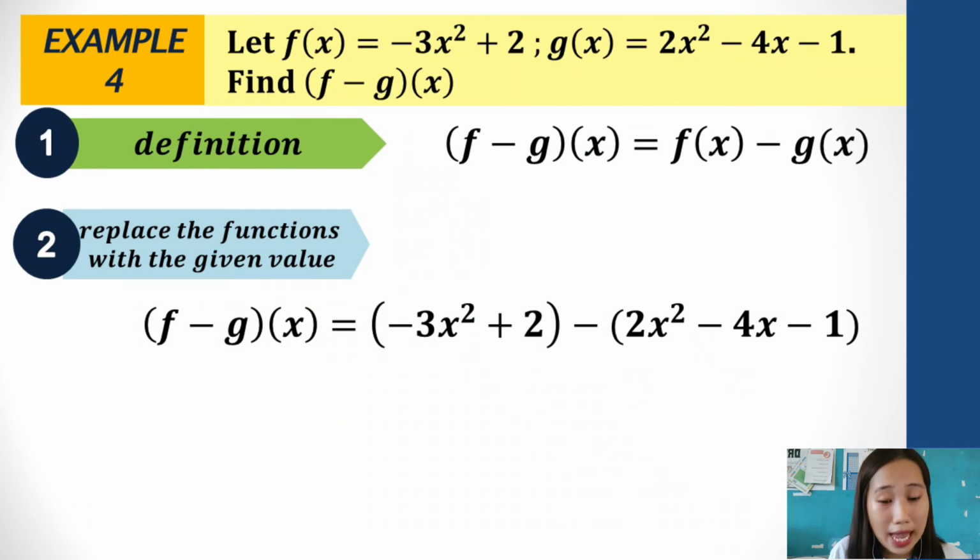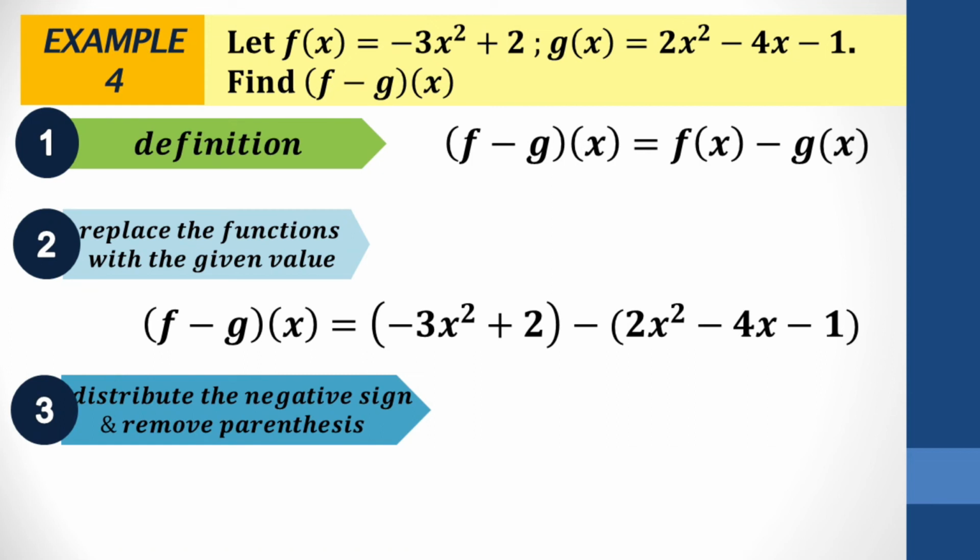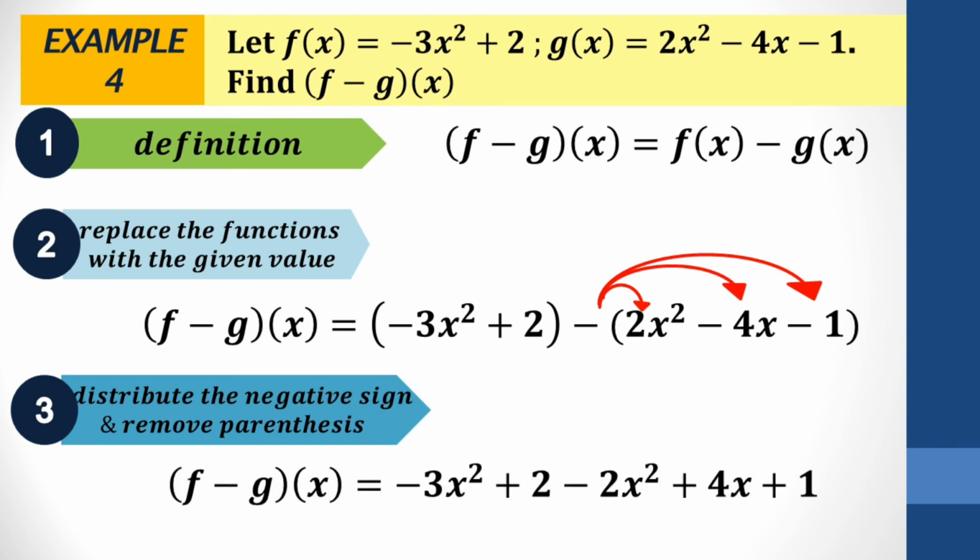F minus g of x equals, yung f of x, ni-replace mo sa kanyang value, which is, parenthesis, negative 3x squared plus 2, minus, parenthesis, yung value ni g of x, we have 2x squared minus 4x minus 1. Okay, third step. Distribute the negative sign and remove the parenthesis. So, ito na. Dinistribute mo yung negative sign sa ating pangalawang function, which is ang g of x. Remove na rin yung ating parenthesis, naging negative 3x squared plus 2 minus 2x squared plus 4x plus 1.